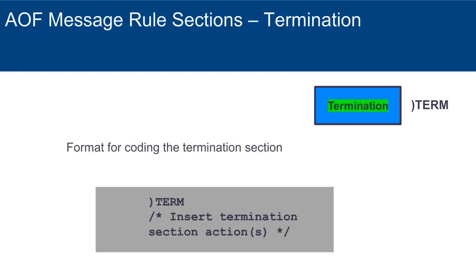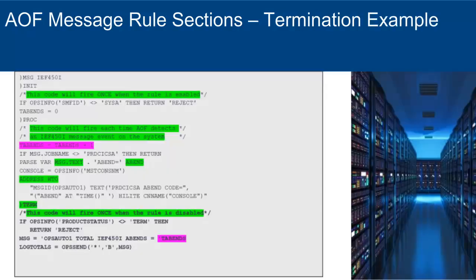You can use the termination section to issue z/OS, JES3, or VM operator commands, invoke TSO commands or CLISTs, and reset or save variable values. This example builds further on the event definition, initialization, and processing examples. Rule disablement is allowed only at Ops MVS shutdown. The example code also sends a message to the OPSLOG with the value of the static variable tabEnds, which was calculated during the rule's processing section.